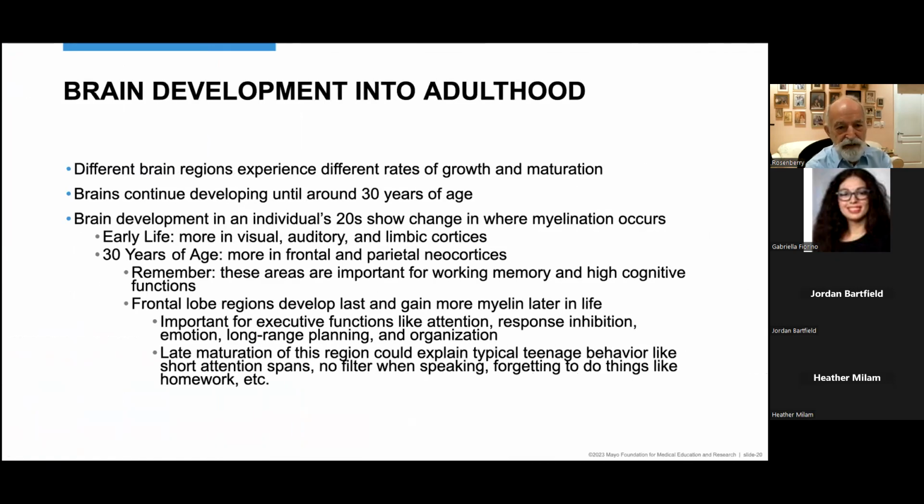Different brain regions experience different rates of growth and maturation. Brains continue developing until around 30 years of age. Brain development in an individual's 20s shows change in where myelination occurs. Early in life, there's more in the visual, auditory, and limbic cortices. After 30 years of age, there's more in frontal and parietal neocortices. Remember, these areas are important for working memory and high cognitive functions. Frontal lobes develop last and gain more myelin later in life.